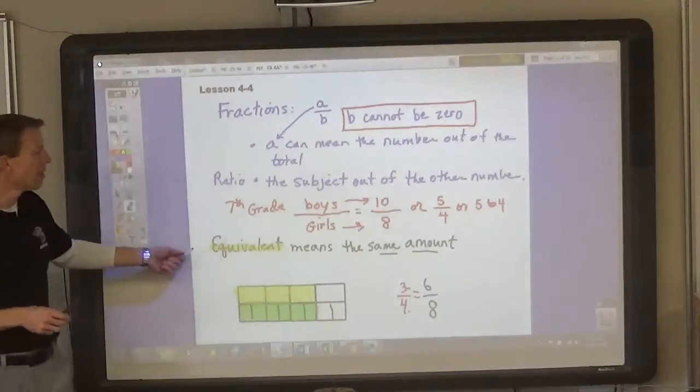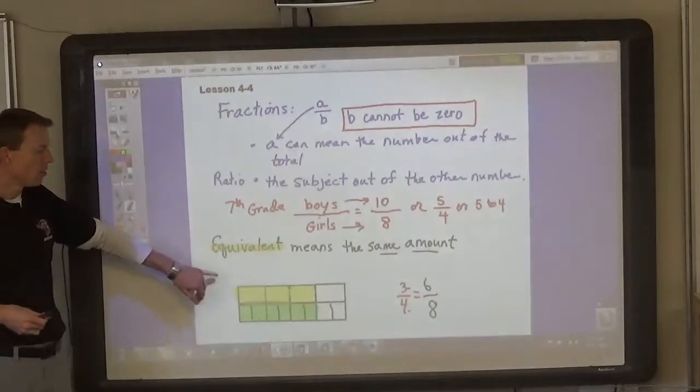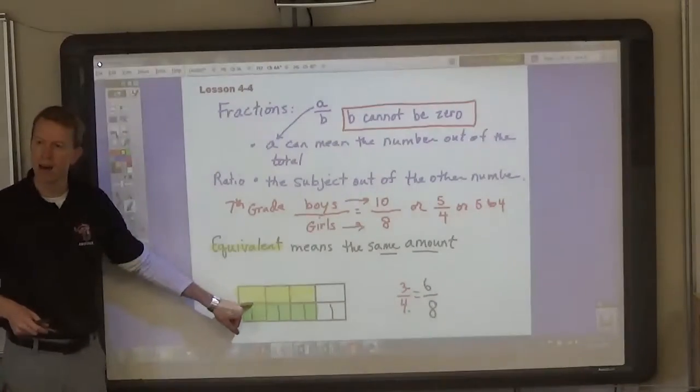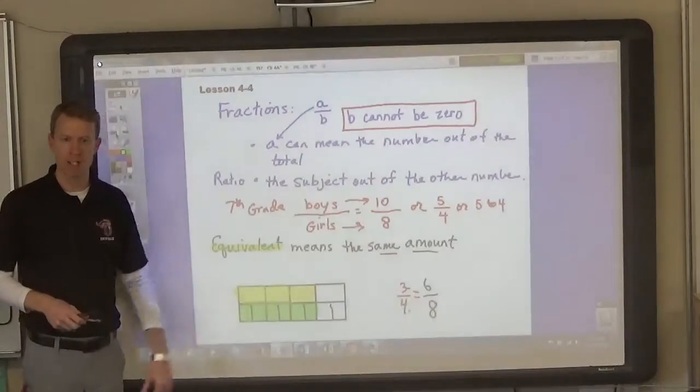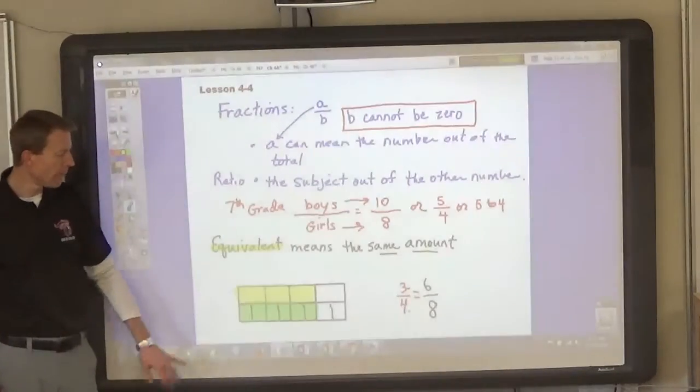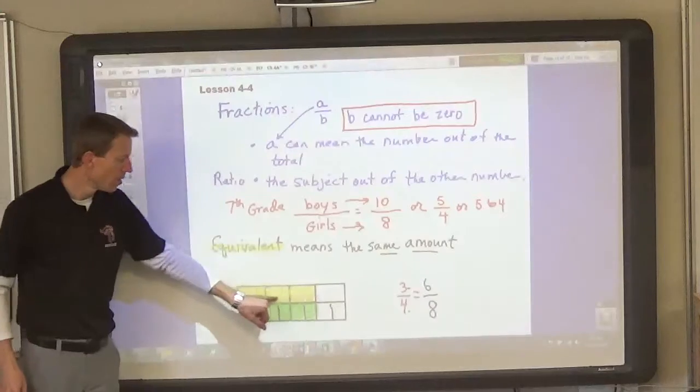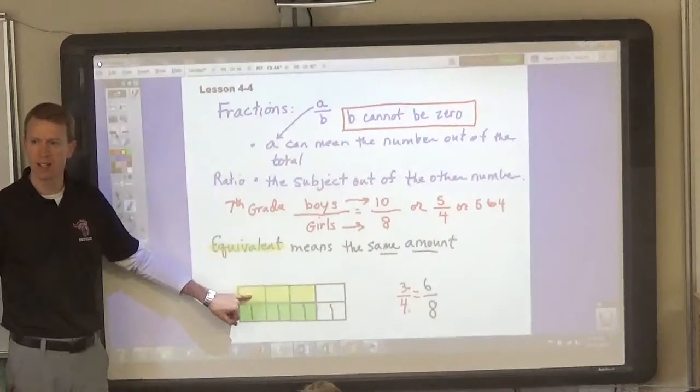Now, equivalent means that you have the same total amount, but the pieces are different size. So for example, when you look at this top row, 3 of the 4 are shaded in.